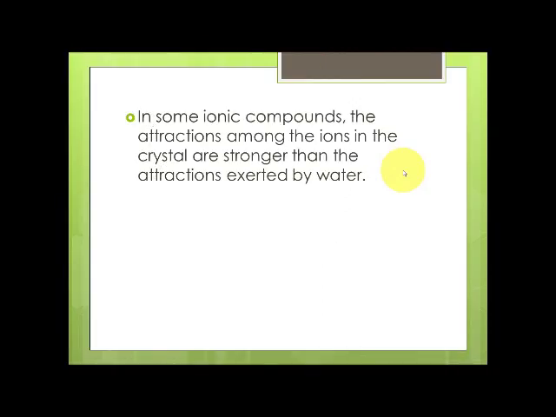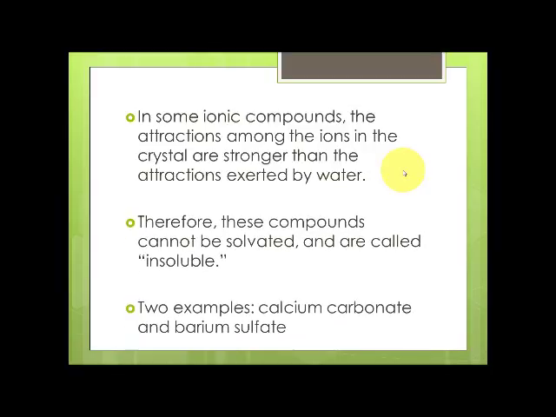In some ionic compounds, the attraction is actually stronger than the attraction exerted by the water. Because of this, some compounds can't be solvated, or they can't form a solution, and we call those insoluble. Two examples of this would be calcium carbonate and barium sulfate. If you remember back when we were writing our equations and we had solubility rules, this is what it meant. You couldn't form a solution from it. It stayed a solid because the bonds were so strong that it couldn't be broken apart by the water.